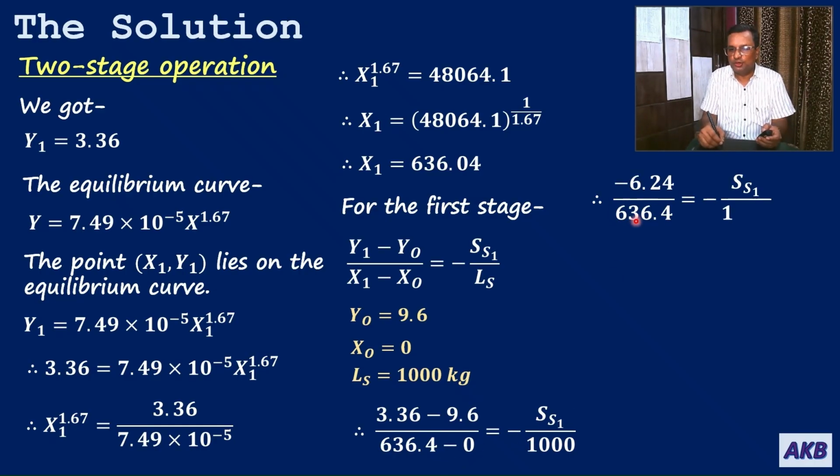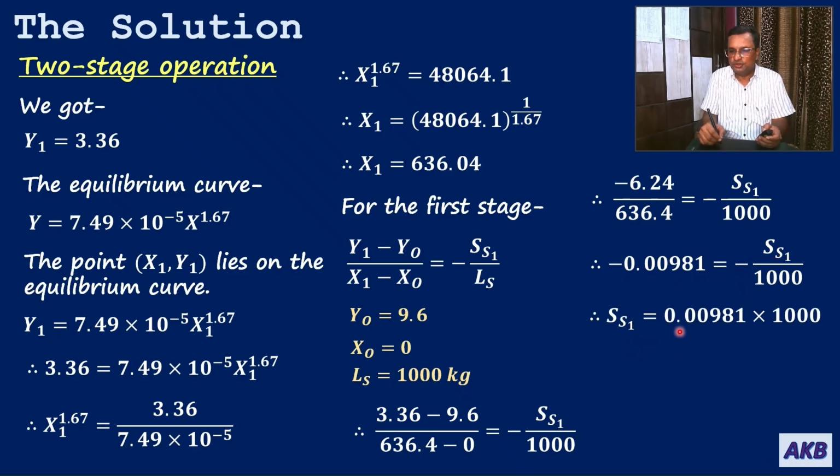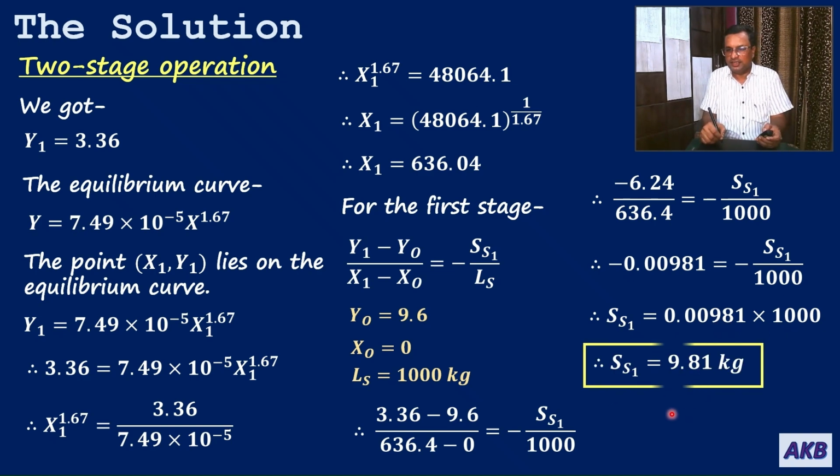636.4 minus 0 is equal to minus SS1 by 1000. That is minus 6.24 divided by 636.4 is equal to minus SS1 by 1000. That is minus 0.00981 is equal to minus SS1 by 1000. That is SS1 is equal to 0.00981 into 1000. That is SS1 is equal to 9.81 kg. So this is the quantity of adsorbent that will be needed in the first stage.